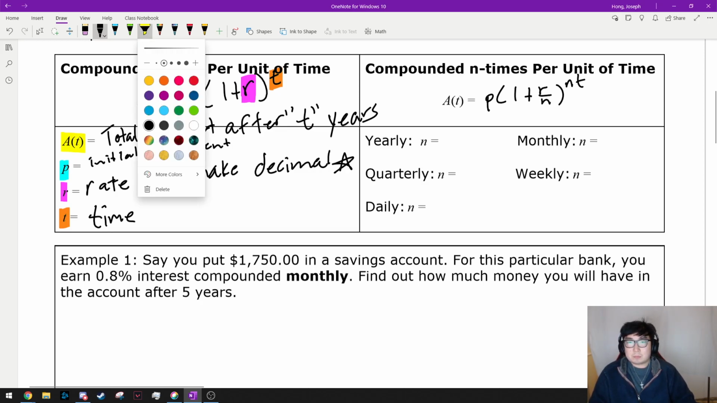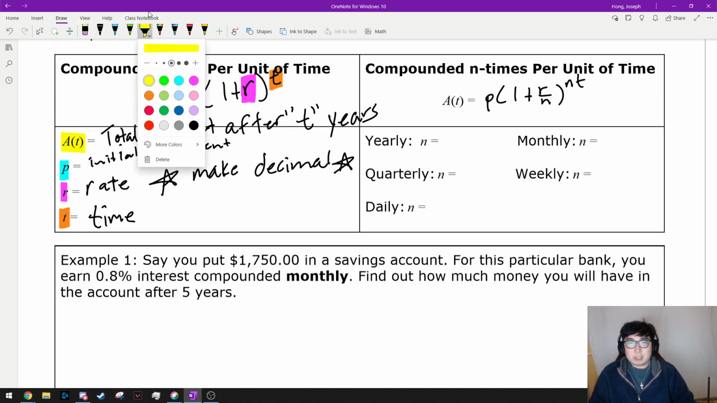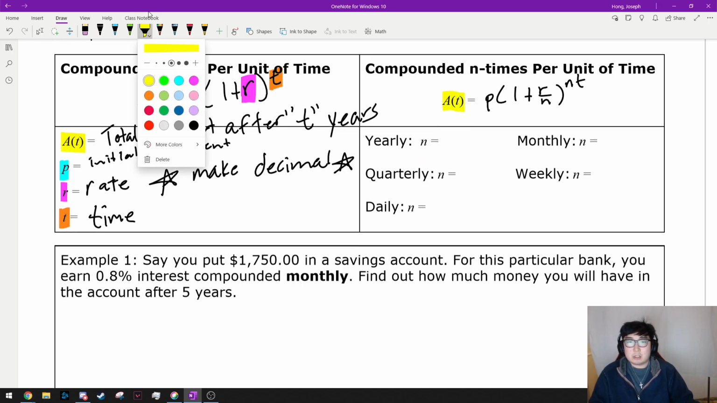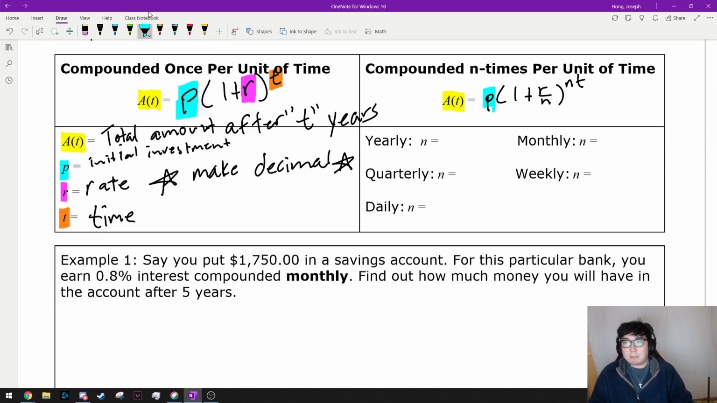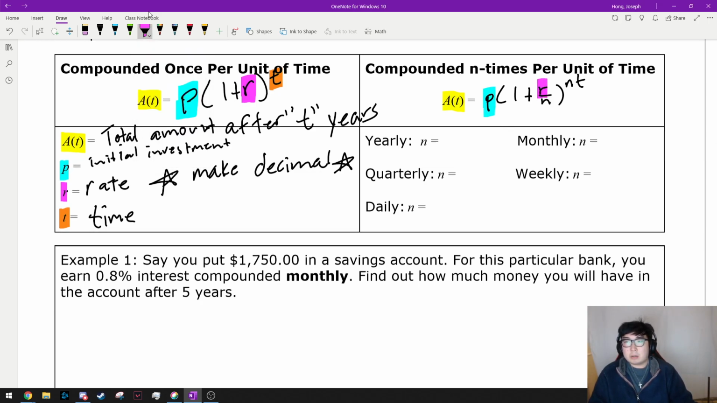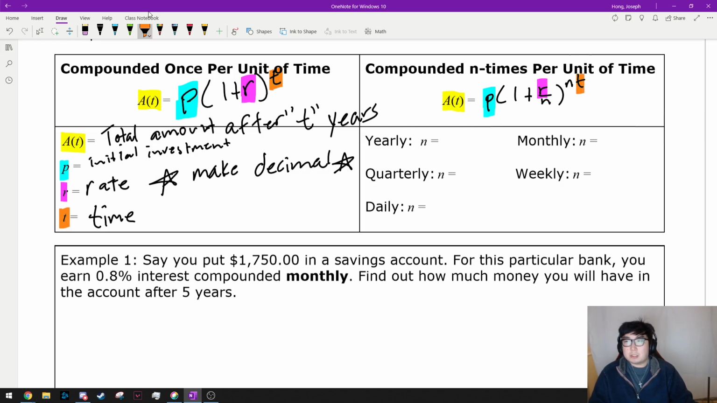Once again, I'm going to choose the same colors as I did from the previous equation. Why is my highlighter not working? Okay, here we go. I'm going to be using the same color coding for my A, my P, my R, and my T. So everything looks very similar to the first equation that we learned.